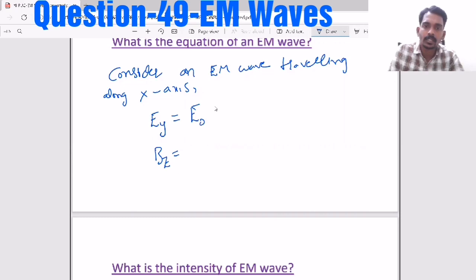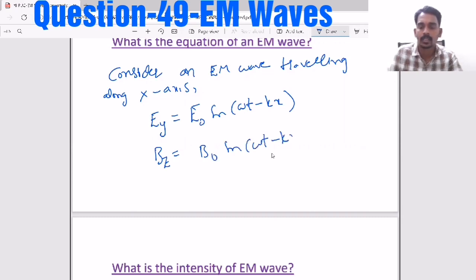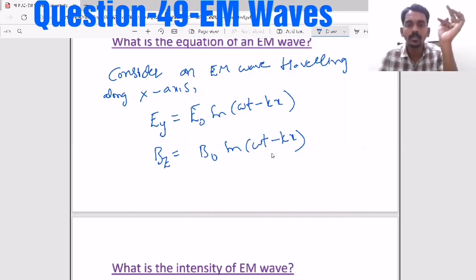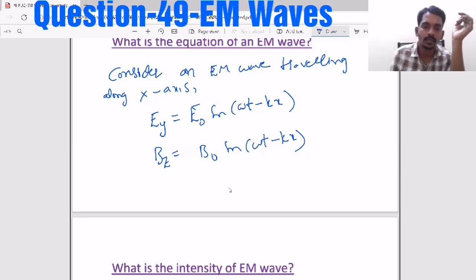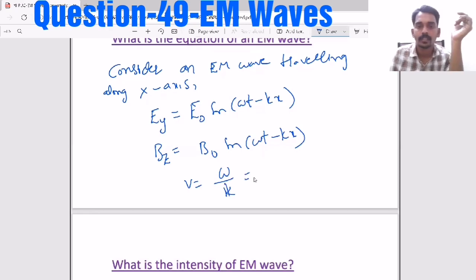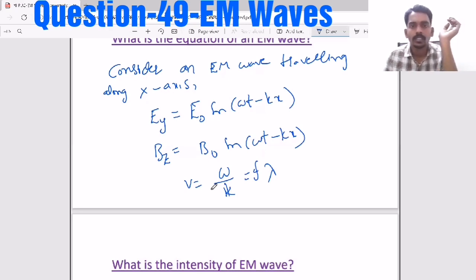So E equal to E naught sine omega t minus kx. Similarly, B equal to B naught sine omega t minus kx. So omega t minus kx means the wave is traveling along the x-axis. Ey means it is along the y-axis. Bz means it is along the z-axis, such that all the three are always perpendicular to each other. And from the equation, the speed of the electromagnetic wave is omega by k, that is nothing but f into lambda. So this is the equation of an electromagnetic wave.